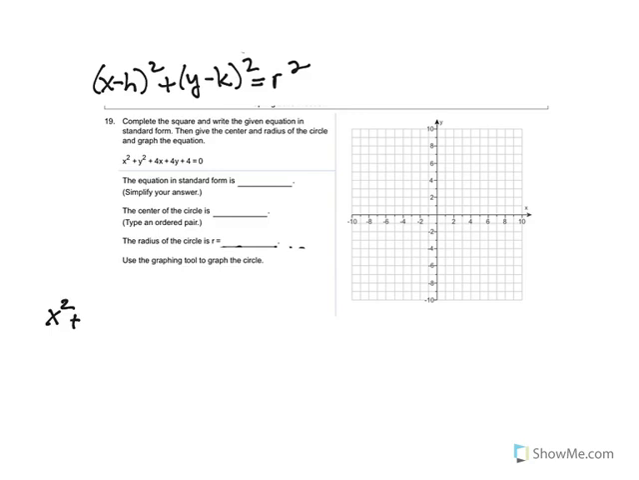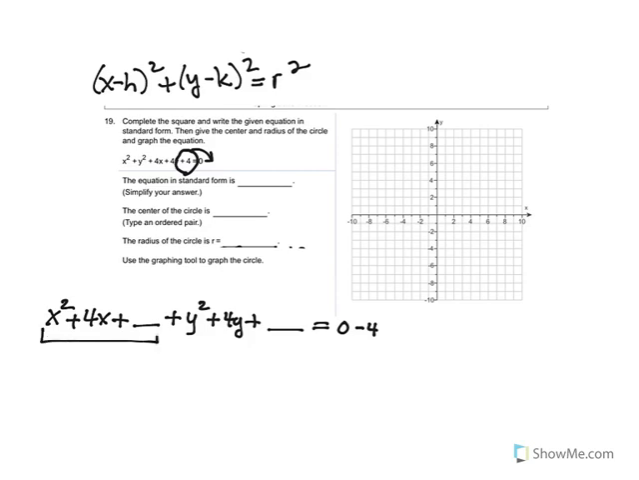So x squared plus 4x plus blank, plus y squared plus 4y plus blank equals. So this 4 here, because it's constant, has to relocate. So it'll be 0 minus 4. So now I'm going to complete my square. I'm going to complete the square for the x. I'm going to complete the square for the y.